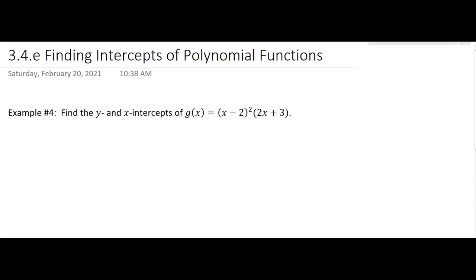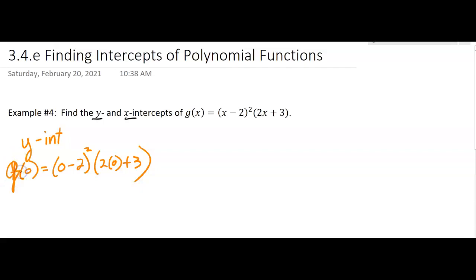Okay, so finding the intercepts of polynomial functions. They want us to find the y-intercepts and the x-intercepts. So let's do the y-intercept first. Remember, we're going to evaluate at f of 0. In this case, it's going to be 0 minus 2 squared times 2 times 0 plus 3. Okay, that looks like the function we have. Oh, it wasn't f, though. It was g, so g of 0.